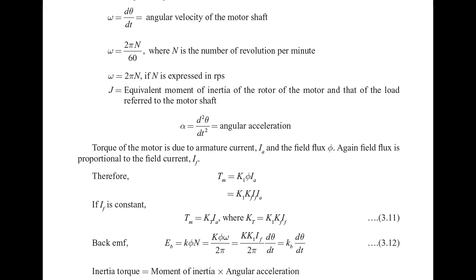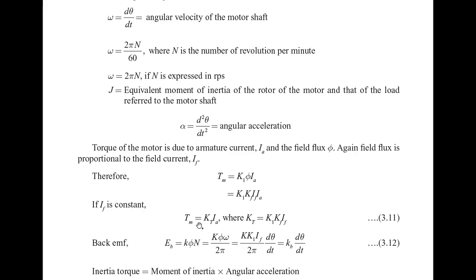And also we have the motor torque equation. We have K1 phi Ia. For a DC shunt motor, we have this equation, K into phi Ia. You have already studied that, so no need to explain that. And phi is proportional to the field current IF. So K1 into KF into IF into Ia.